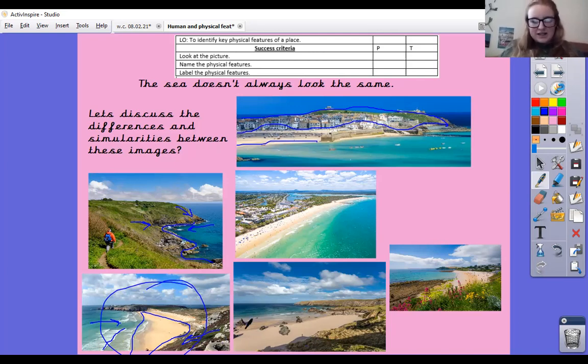Let's look at this picture. So I can see the sea here. I can see that this here is a cliff. I can see a beach. I can see some waves. Altogether, what is this called? It is the coast. Fantastic.